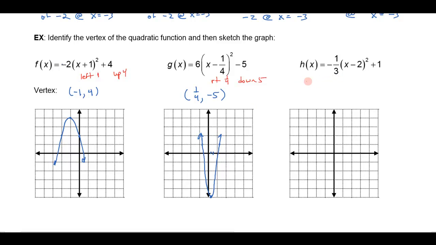The last one here I want to look at, hopefully you can see it's going to go 2 to the right, so your vertex is going to be 2 in the x direction and up 1. So my vertex will be here at 2, 1. And then the minus 1/3 would tell me that it's going to open down and make it be sort of fat. So if I wanted a point to grab onto, I'd go over to the 1 on either side of the vertex, and I'd go down 1/3, and that'll give you some idea of the fatness of it. But as far as other points, just draw it so it's sort of fat, and you have a picture of at least a rough sketch of what that will look like.